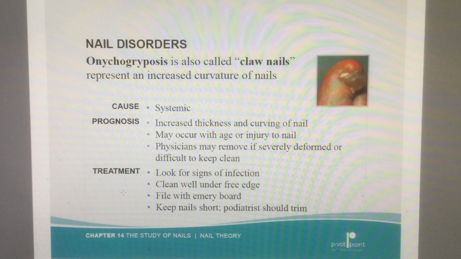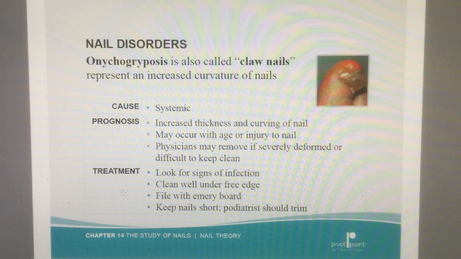Onychogryposis is also called claw nails. It represents an increased curvature of the nails. The cause is systemic. The prognosis, increased thickness and curving of a nail. It may occur with age or injury to the nail. And then physicians may remove it if severely deformed or difficult to clean. And then as far as the treatment, look for signs of infection and clean well under the free edge of the nail. File with an emery board and keep the nails short.